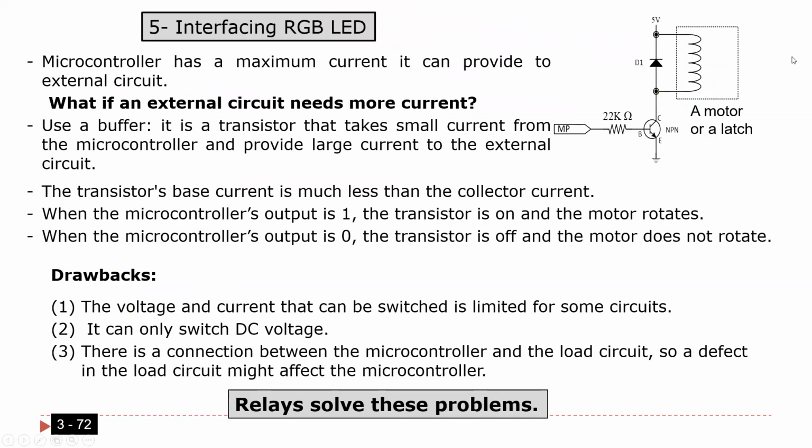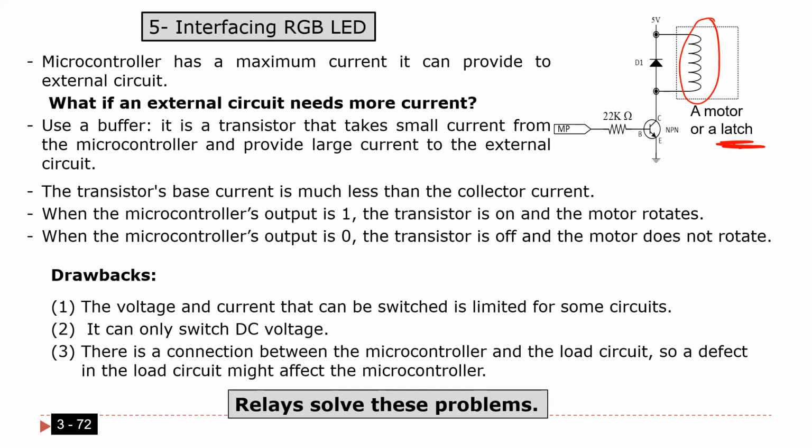For example, you can put a motor this way here, and then you can put the transistor this way, and then you can connect it to the microcontroller. By the way, every time there is some kind of coil this way, this coil can come from a motor or a latch. You know what I mean by latch?